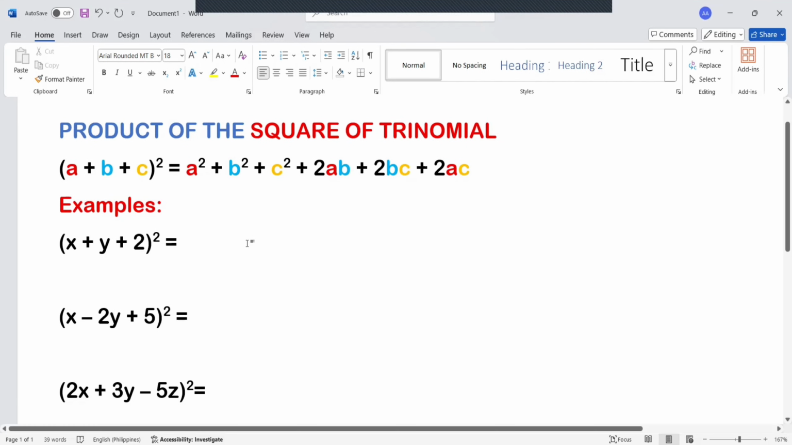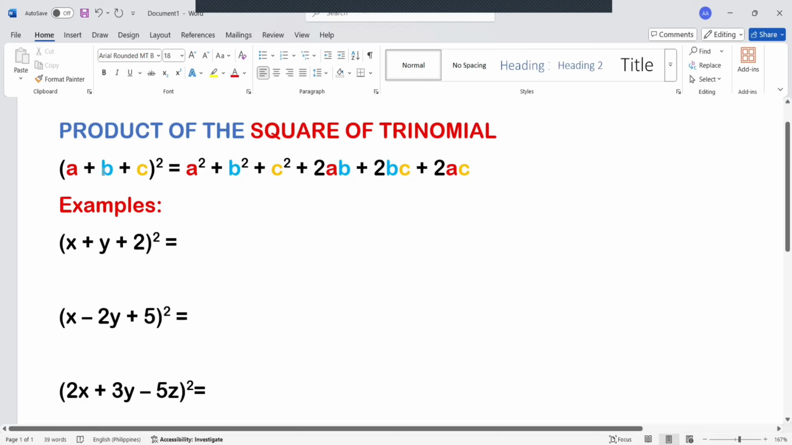Good day, learners. Today, I'm going to discuss the product of the square of trinomial. Let A be the first term of the trinomial, B be the second term, and C be the last term. To get the product of this square of trinomial, we first get the square of the first term, which is represented by A squared.